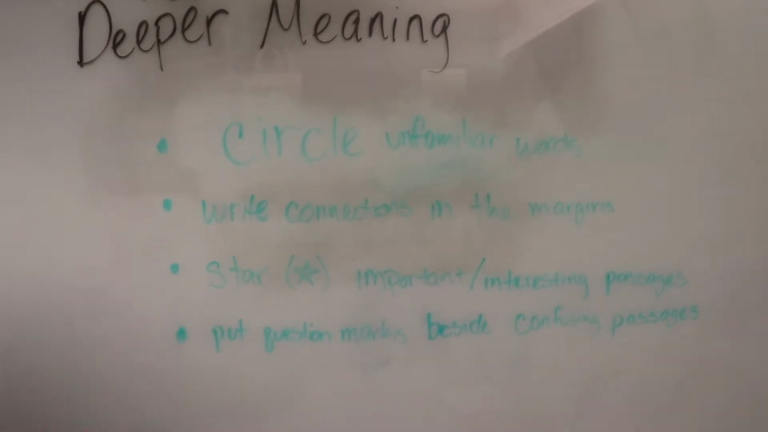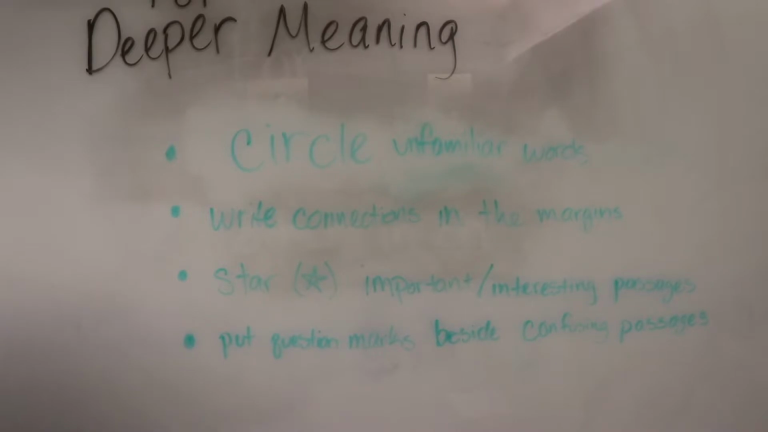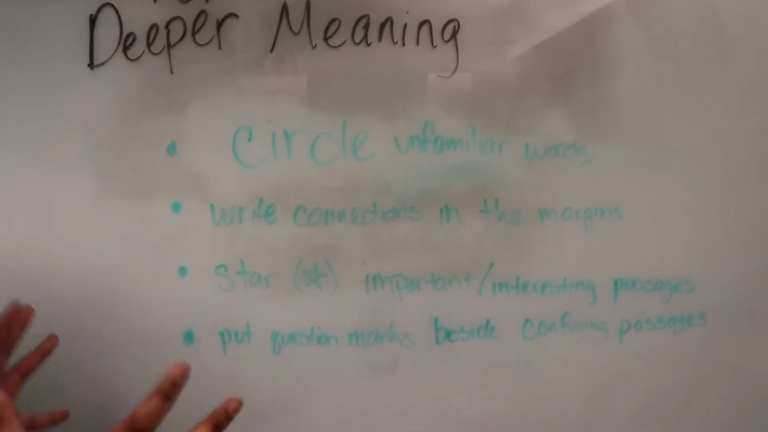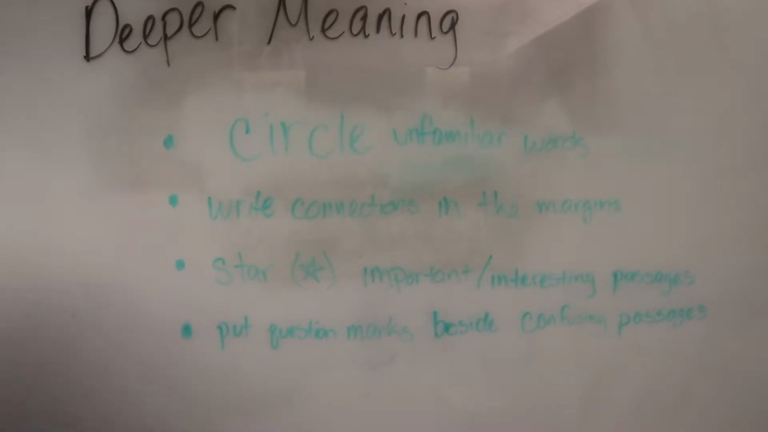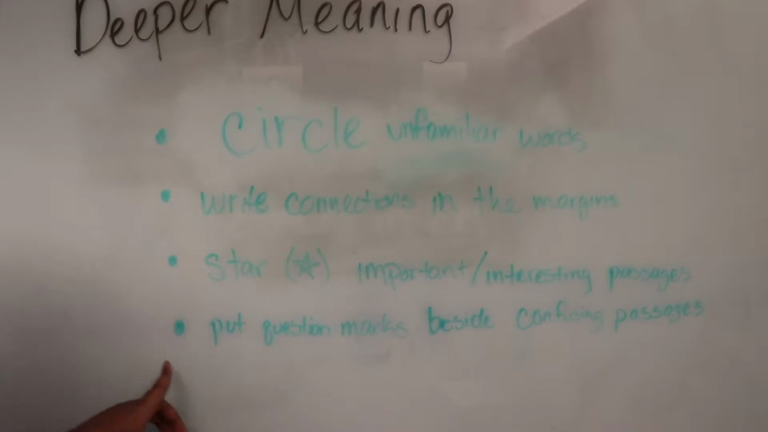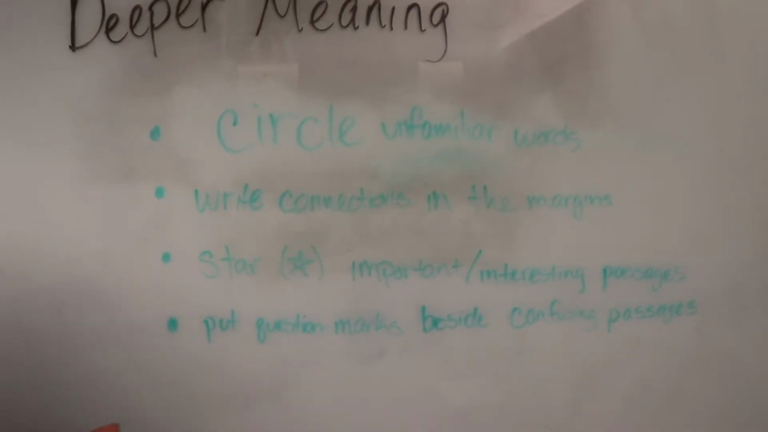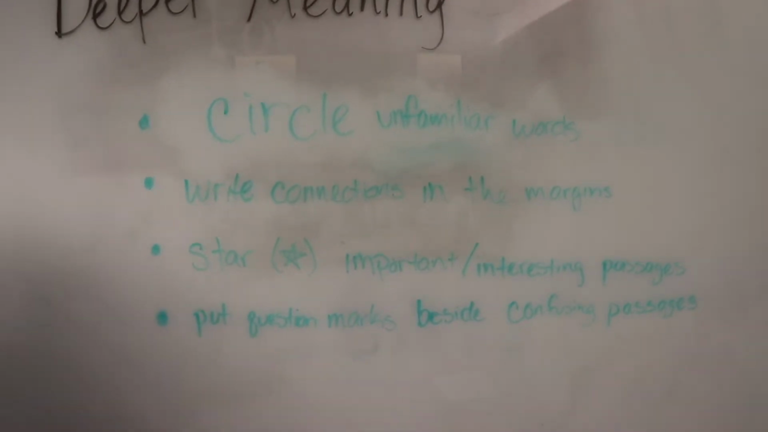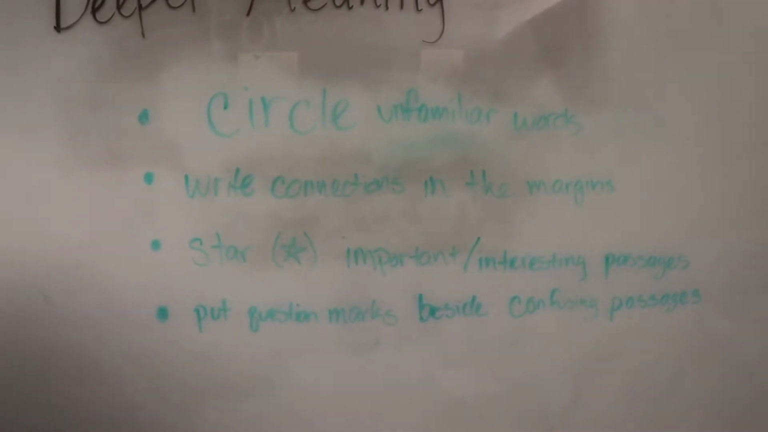Star any important or interesting passages, and as you star them, or you can underline them as well, write in the margin what you like about it so that you can remember it when you come back to the book. And lastly, put any questions that you have about the text, put question marks beside confusing passages.